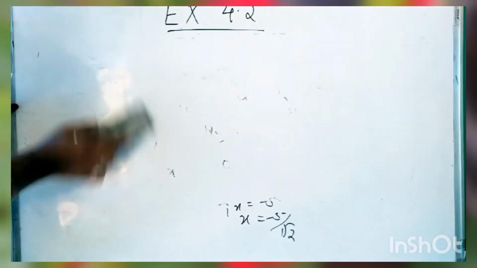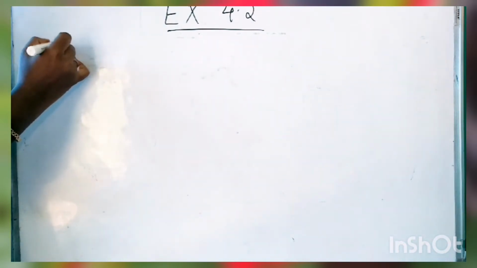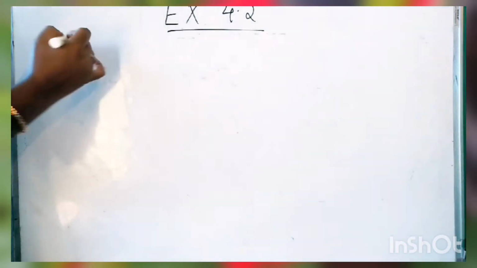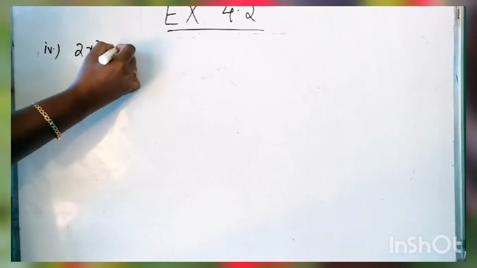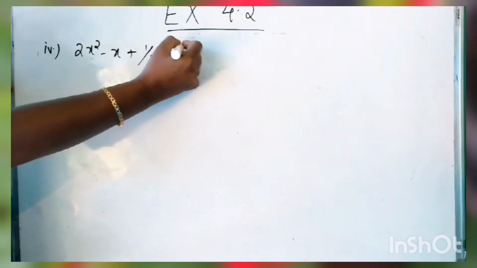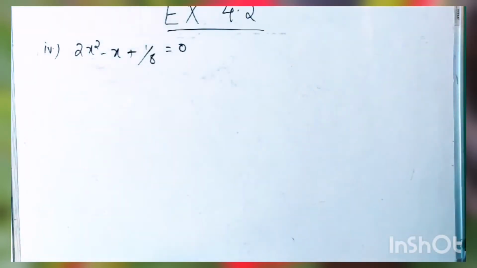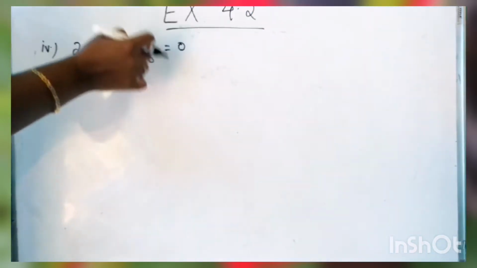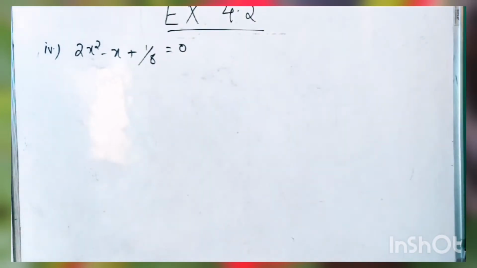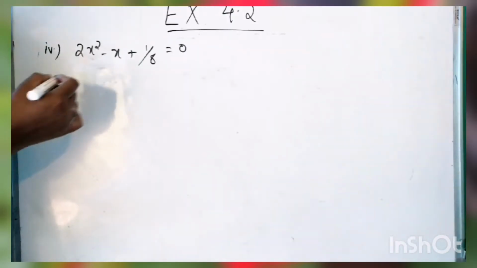Fourth one, 2x square minus x plus 1 by 8 is equal to 0. Here we have one fraction, that is 1 by 8. To clear that fraction, just multiply this equation throughout by 8.